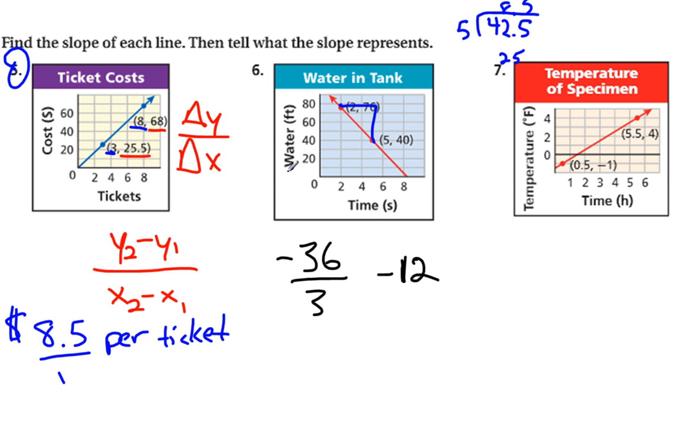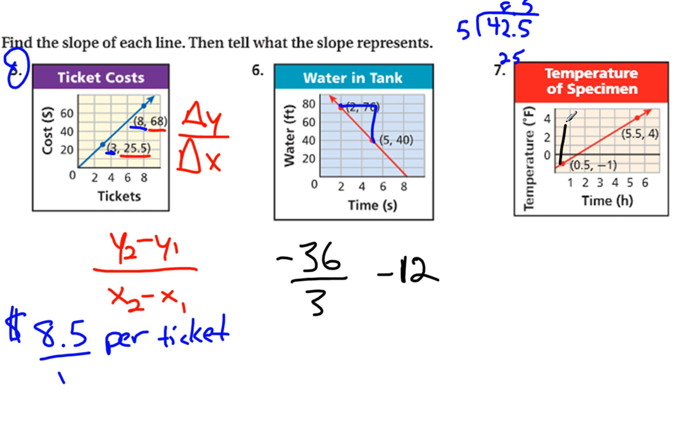So this slope, it's water in feet over time. So this is saying we're losing 12 feet of water per second. Wow, that's a lot of water per second. Must be a big tank. Alright, so that's that. Last one for this section.